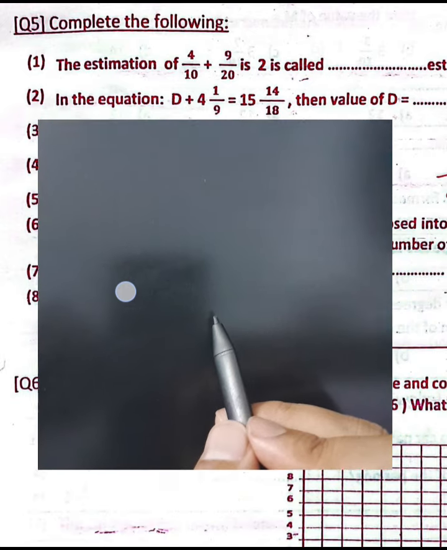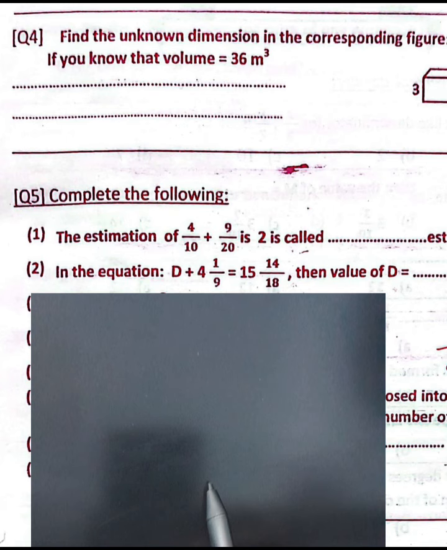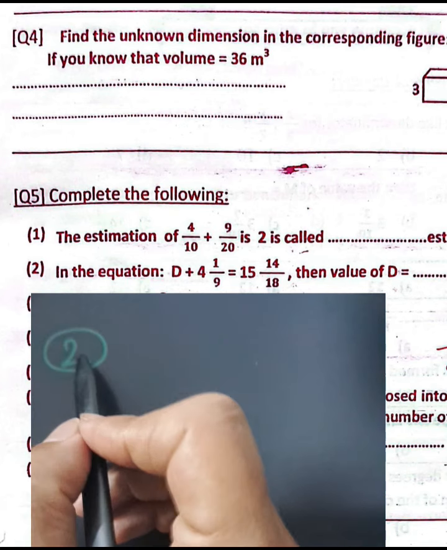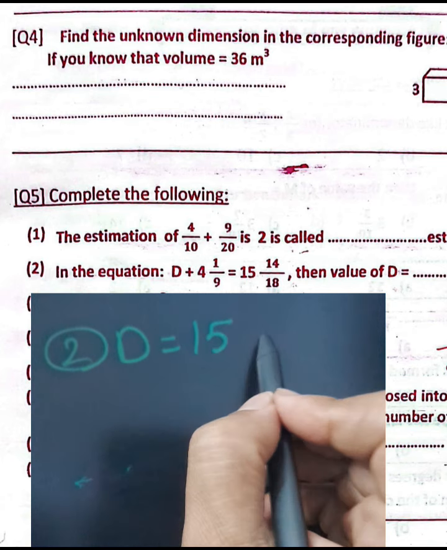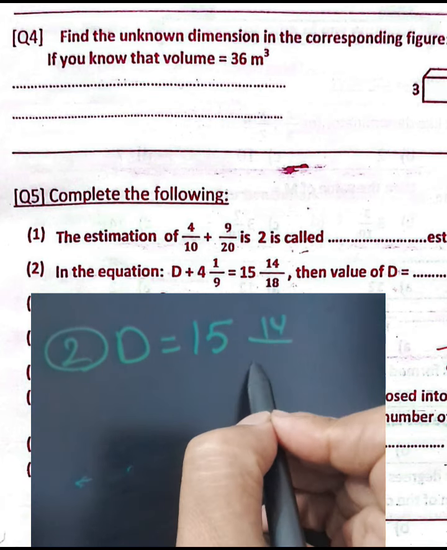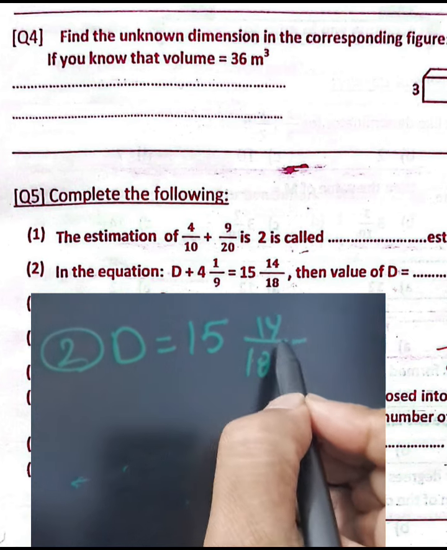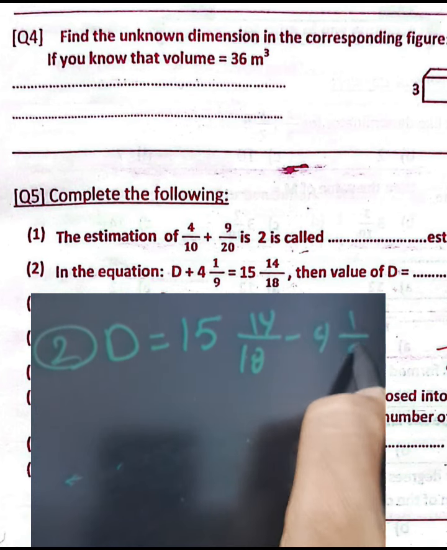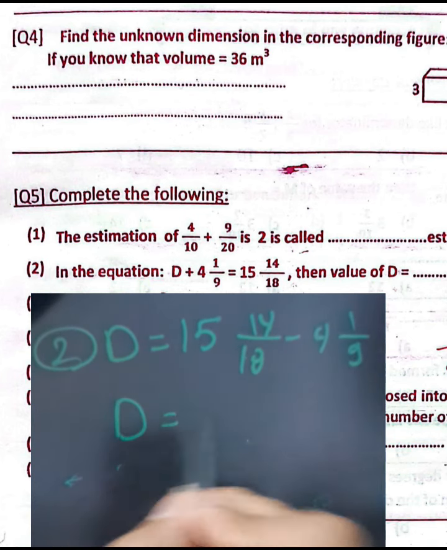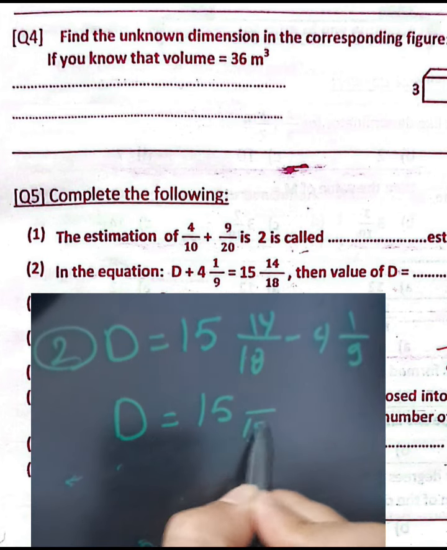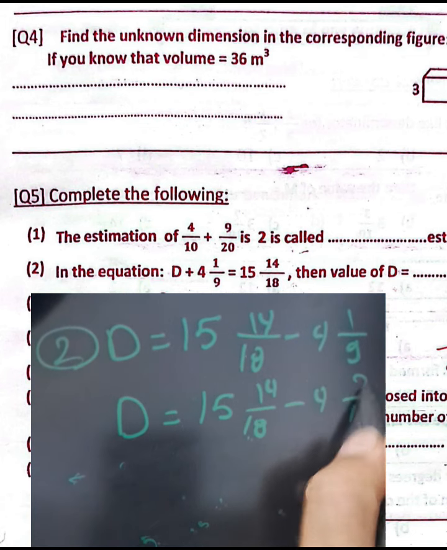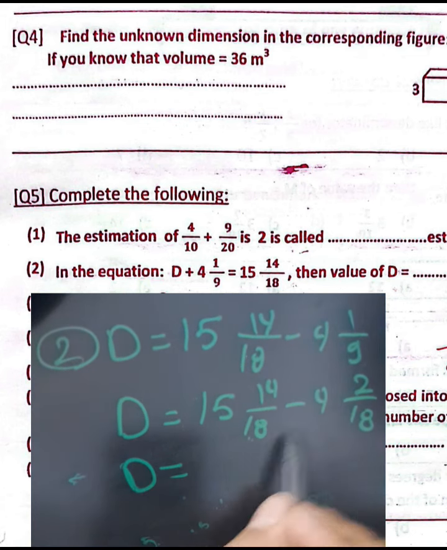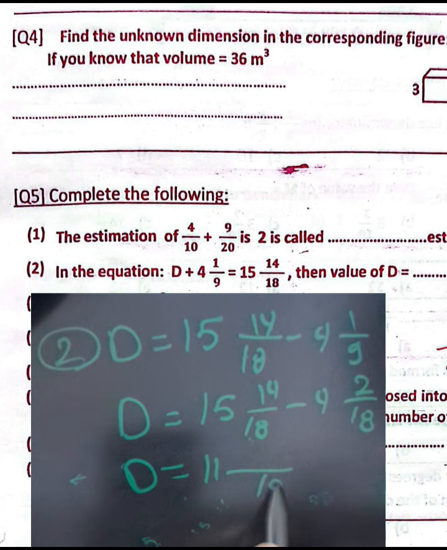Question number 2, the equation. Here we want to find the value of d. To find the value of d, you want to find the difference between the result 5 and 14 over 18, subtract 4 and 1 over 9. We can write the least common multiple between the two numbers here, which is 18. 2 times 9 equals 18, 2 times 1 equals 2. Then 15 minus 4 equals 11, and write 18 in the denominator.